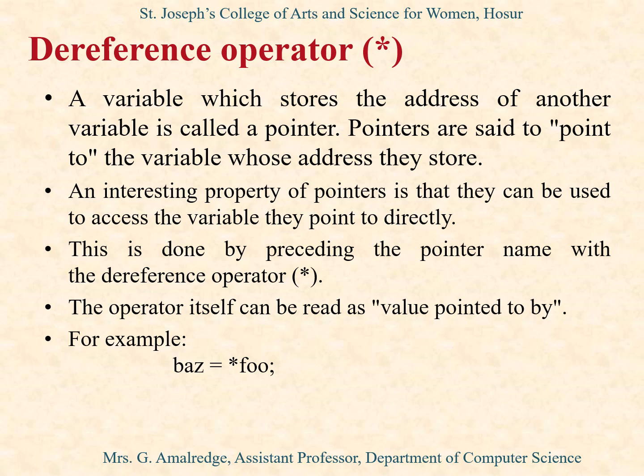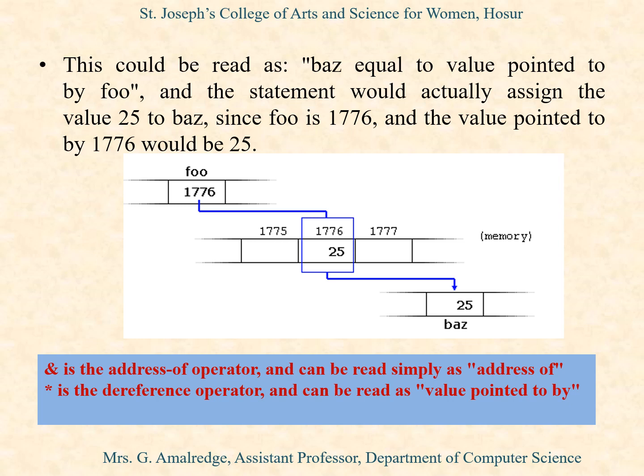This statement can be read as baz equal to value pointed to by foo, and the statement would actually assign the value 25 to baz, since foo is 1776 and the value pointed to by 1776 is 25, so baz contains the value 25.